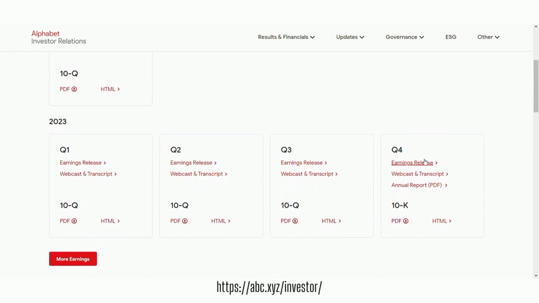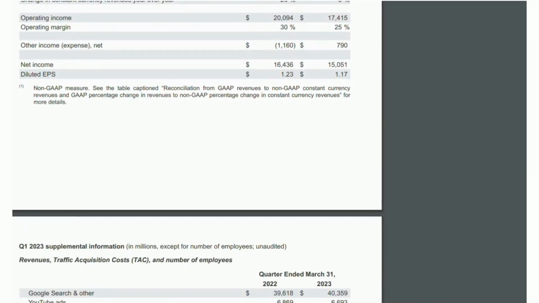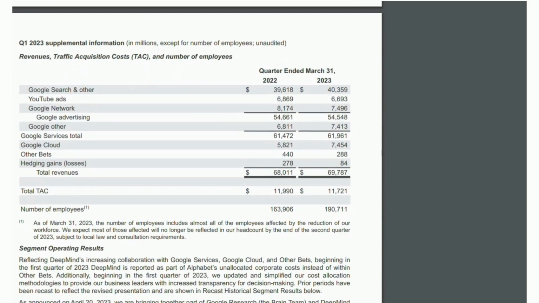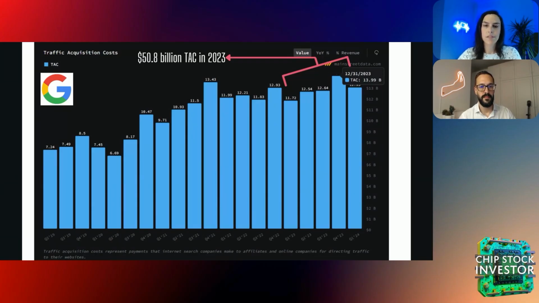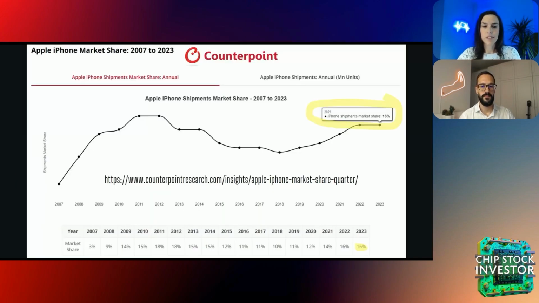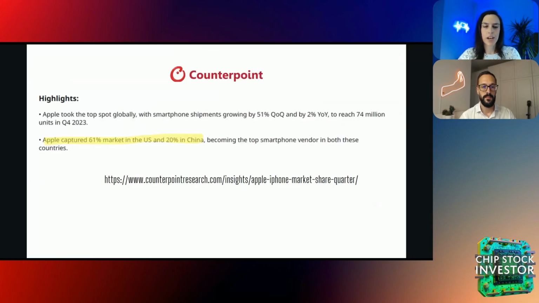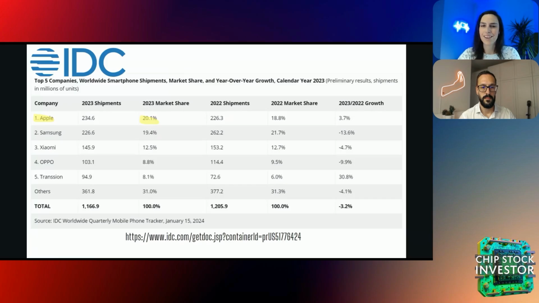Alphabet reports TAC in all of its quarterly earnings reports. Let's use full year 2023 financials as an example, since 2022 has already been provided. Alphabet reported that Google's TAC was a whopping $50.8 billion in 2023. If Apple's mobile operating system is around 60% of US market share and close to 20% globally, of course, that is excluding China, where Google isn't able to be used, estimates imply roughly 40%, which is the average of 60% and 20%, of that TAC that Apple gets each year.